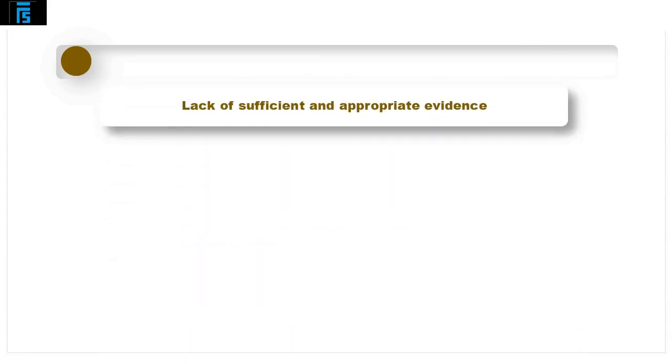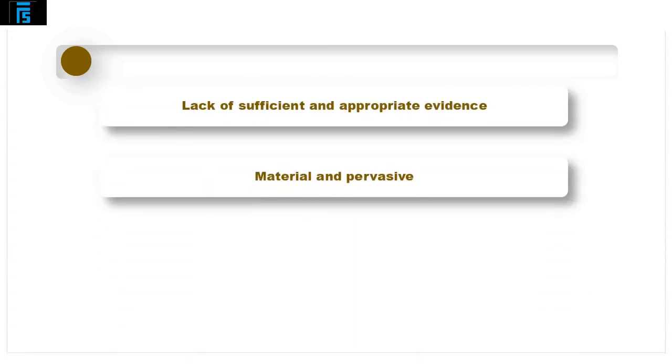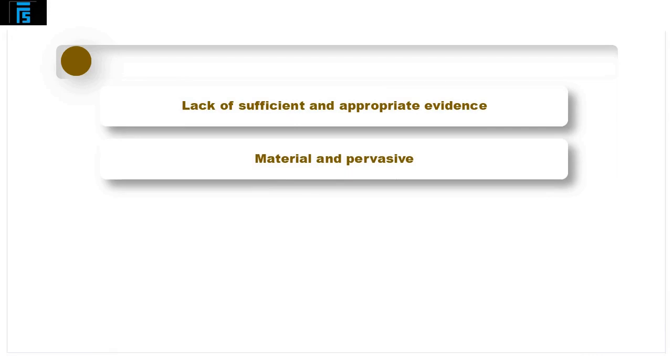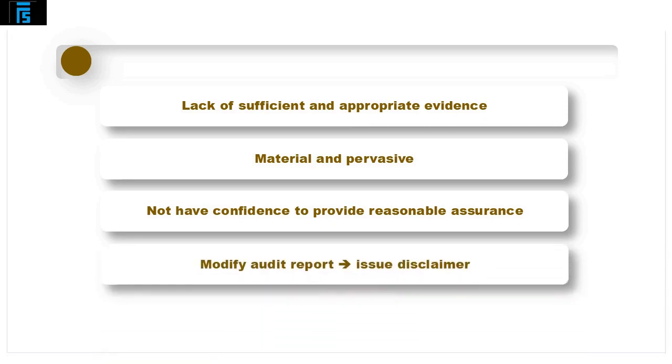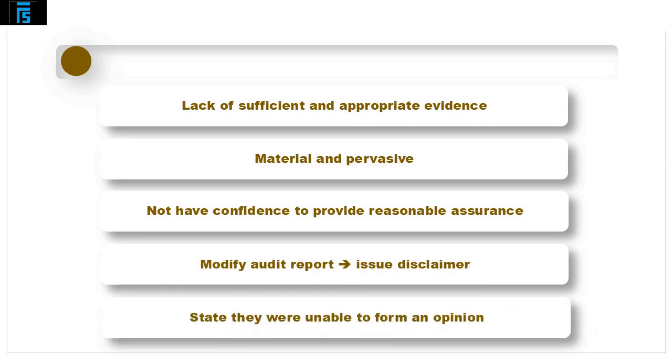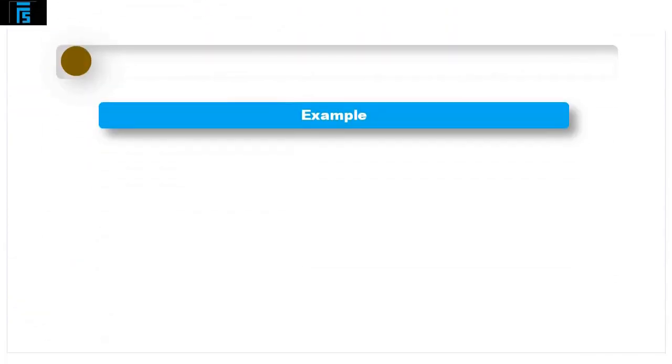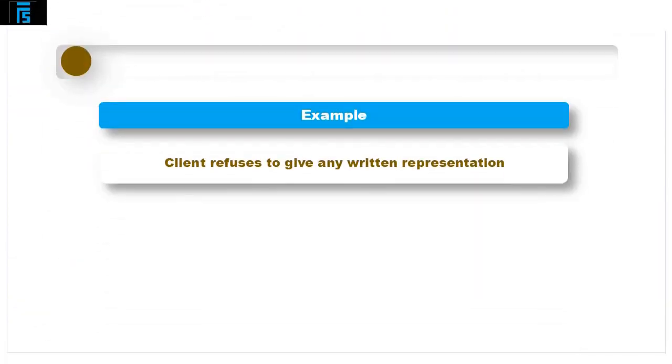If the lack of sufficient and appropriate evidence is material and pervasive, then the auditor has a dilemma. Without enough quality evidence, they will not have the confidence to provide reasonable assurance on the financial statements. The auditor will modify the audit report with a disclaimer. The disclaimer will state that they were unable to form an opinion. An example would be if the client has refused to give any written representations to the auditor.